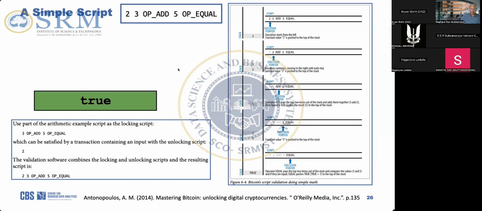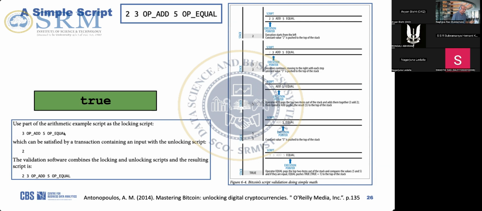Okay, so now let me get you back into this mood of locking and unlocking script, right? So let's say that we have this simple script where we are trying to verify whether 2 plus 3 is 5. If we apply this to the Bitcoin way of thinking about locking and unlocking script, how would it look like? So the locking script will look like this: 3, op add, 5, and op equal. So basically I'm taking this part as a locking script, right? This is the condition which we are specifying.